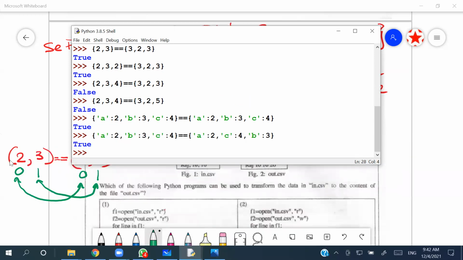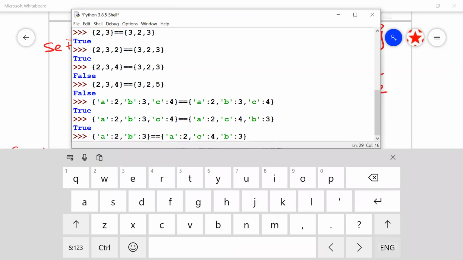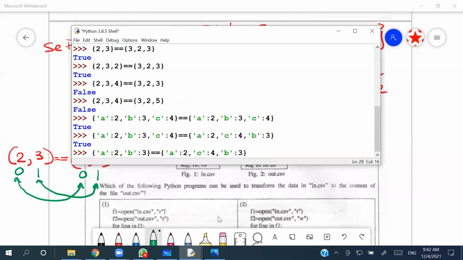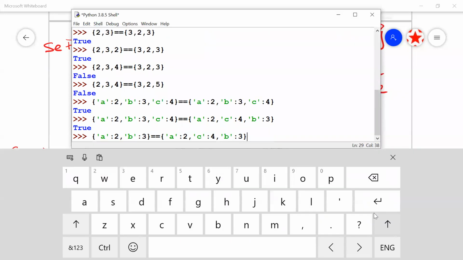Right. So we can see how our experiments are working. Right, if I get rid of C colon 4 from here, got it, people? Is that clear? It's better you have these outputs and examples, people.